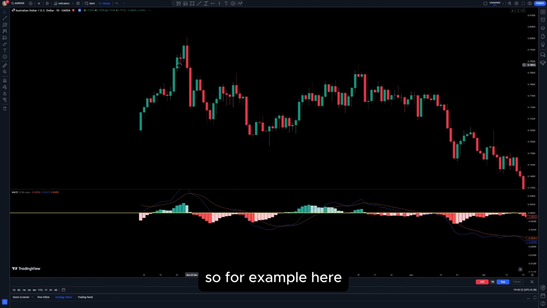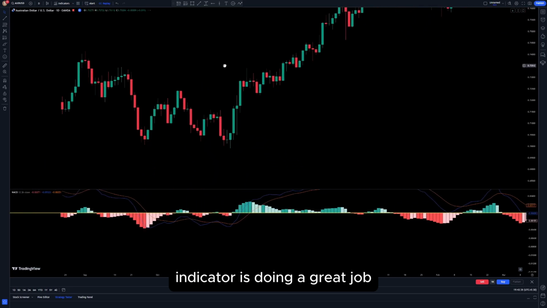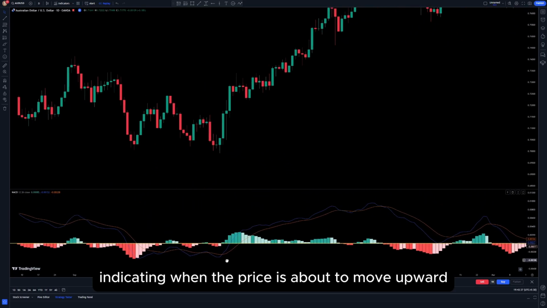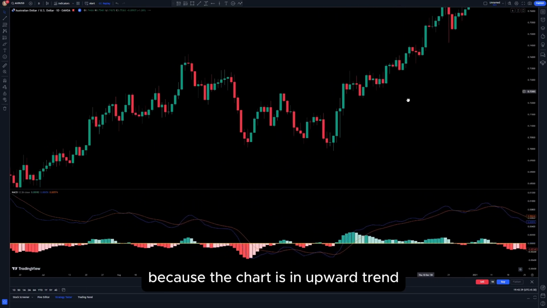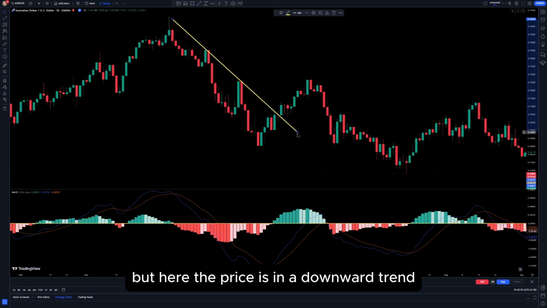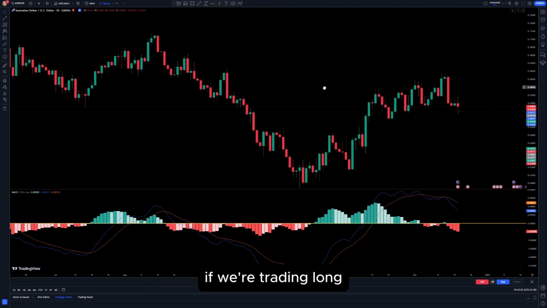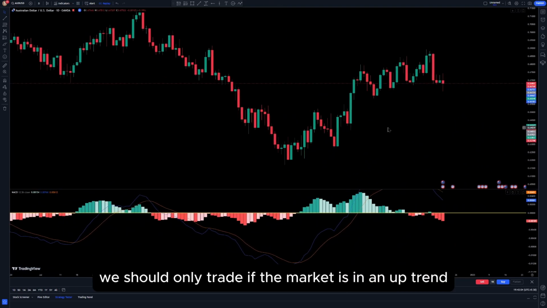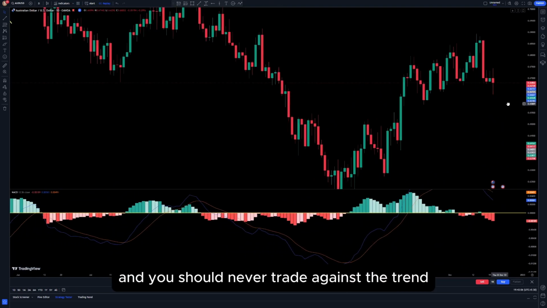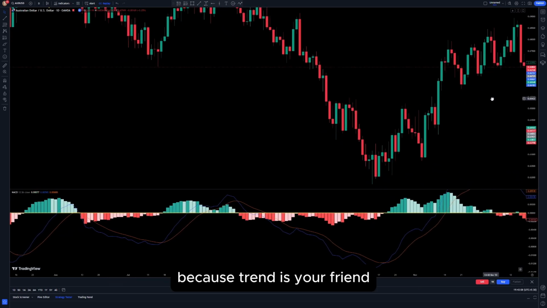So for example here, the MACD indicator is doing a great job indicating when the price is about to move upward because the chart is in an upward trend, but here the price is in a downward trend, but the MACD is still signaling to buy long even though the price is going down. If we're trading long, we should only trade if the market is in an uptrend. And you should never trade against the trend because the trend is your friend.